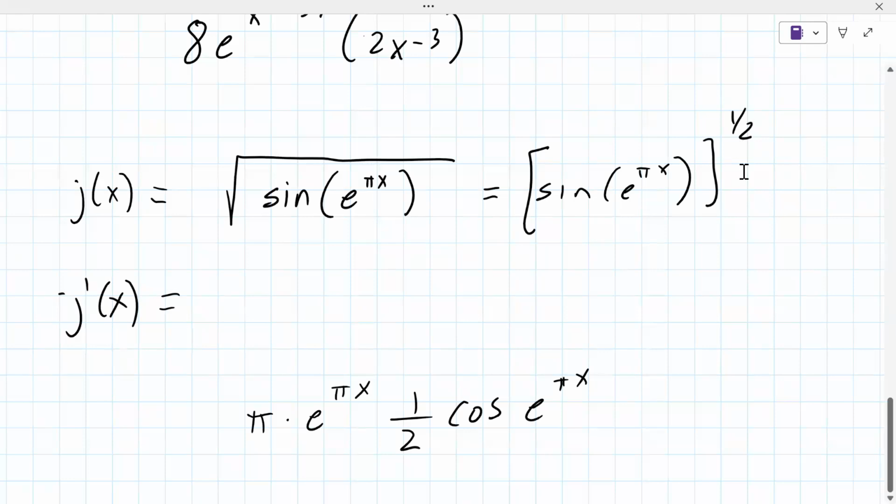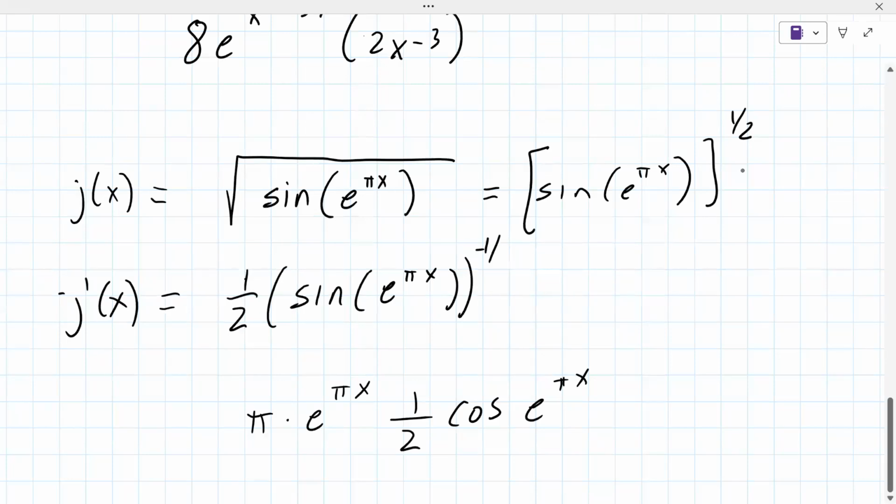So yeah, but the 1/2 gets brought down, and then you keep the inside function. Have you heard that language before? Keep the inside function. Yeah.